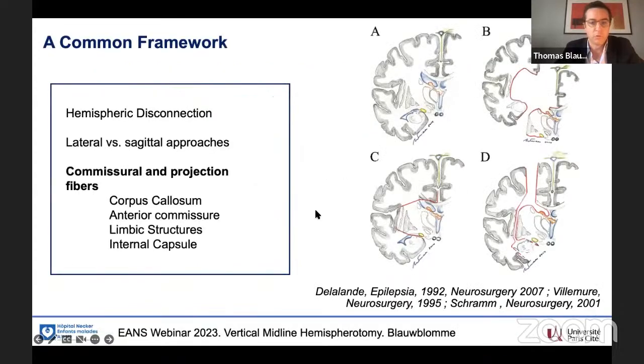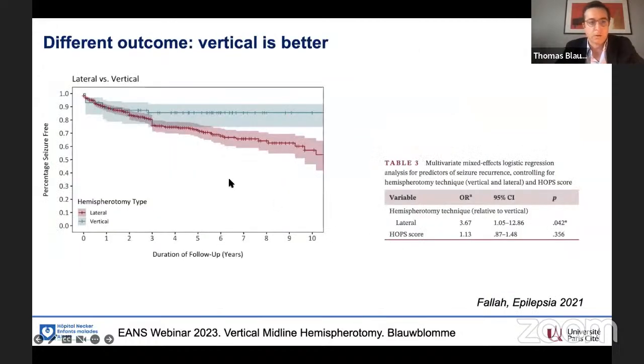Just a few words. We all share a common framework. After hemispheric, we want to do a hemispheric disconnection, but whether you go vertical or lateral, you want to disrupt commissural and projection fibers. It means corpus callosum, anterior commissure, limbic structures, and the internal capsule. So, looking at the results of the HOPE study, vertical seems to be better.